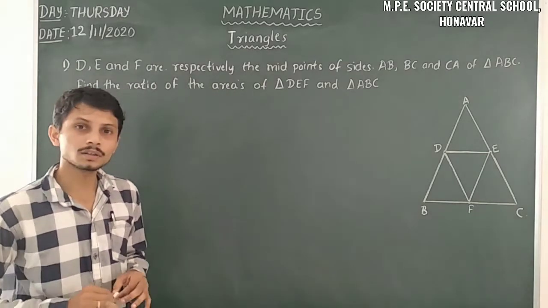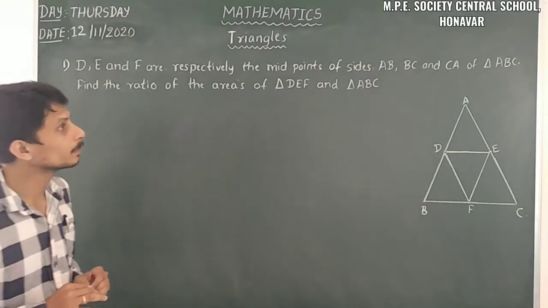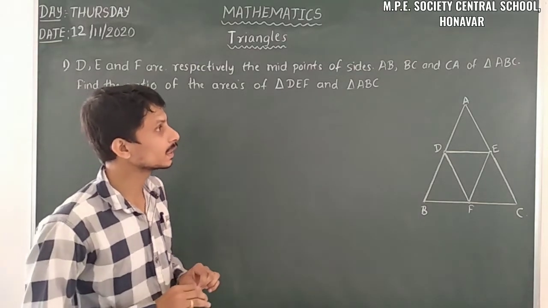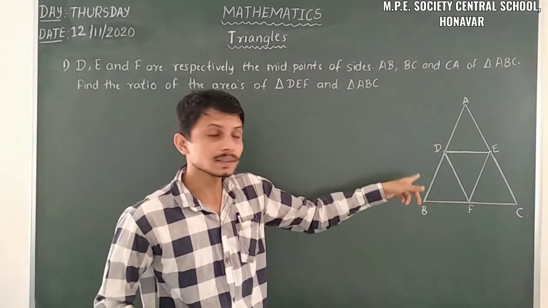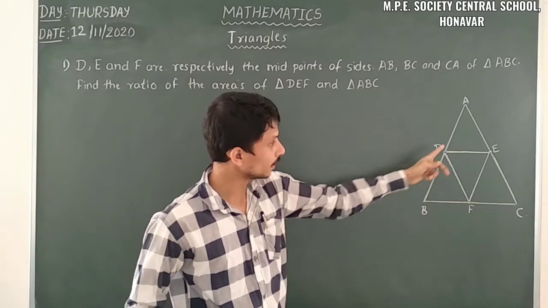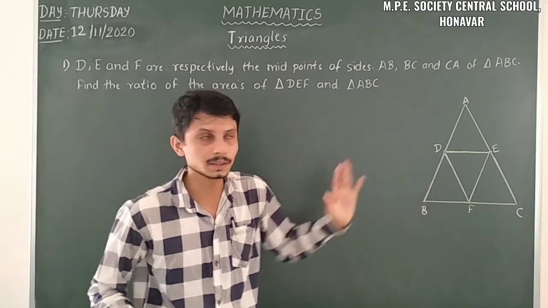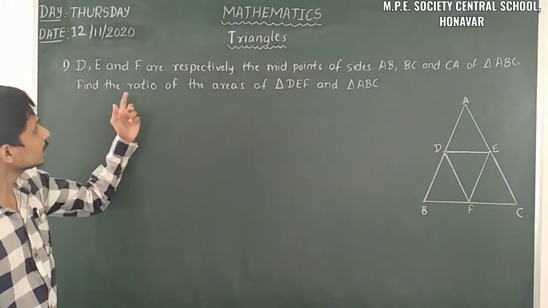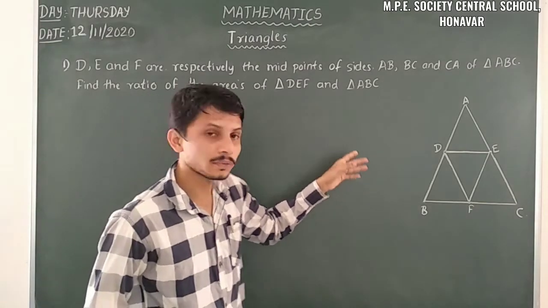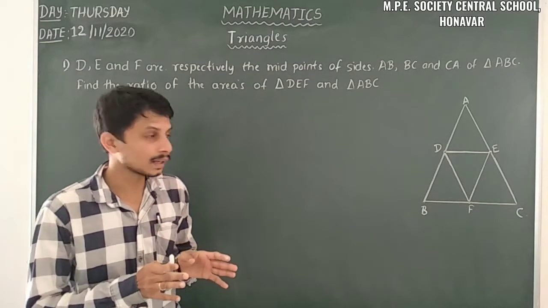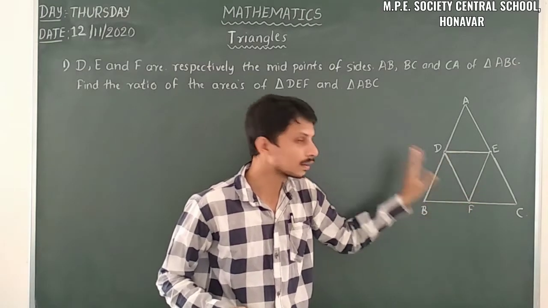Just observe the question. D, E and F are respectively the midpoints of sides AB, BC and CA of triangle ABC. Here it's a triangle ABC. D is the midpoint of AB, E is the midpoint of AC and F is the midpoint of BC. Find the ratio of the areas of triangle DEF and triangle ABC. We have to find the ratio of the complete triangle ABC and this small triangle DEF.